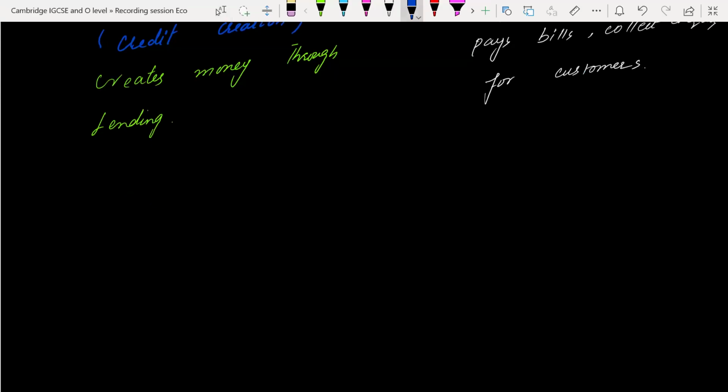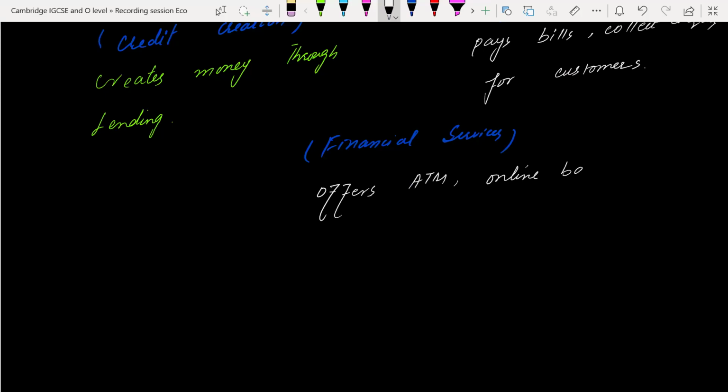The last one is financial services. Offers ATM, online banking, lockers, etc. My dear student, it was all about money and banking.